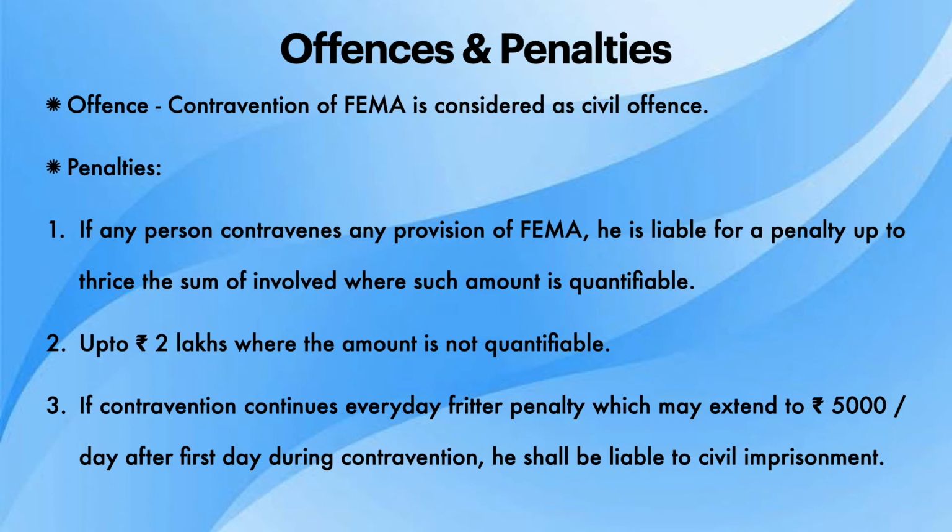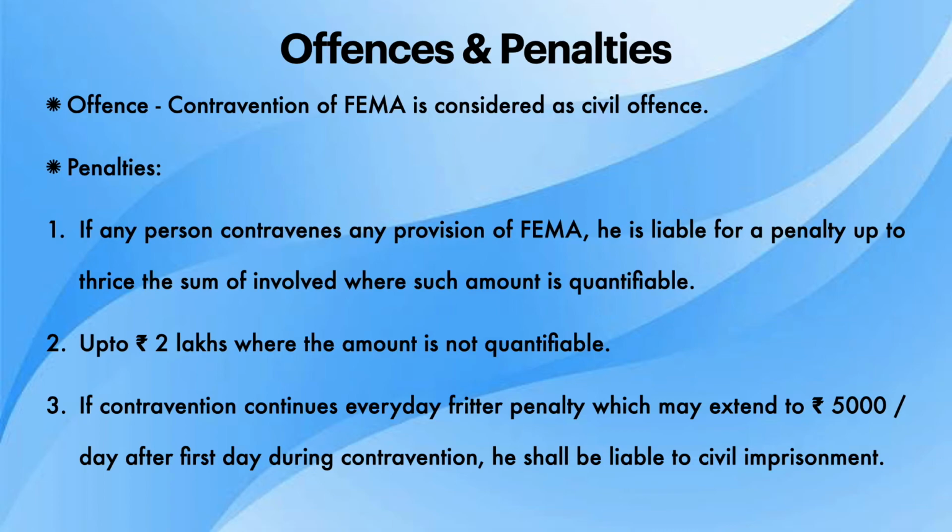When does this occur? Offense is when somebody contravenes, right? That somebody goes against and does what is prohibited in the law. If the law prohibits something but an individual is doing that, that action is called contravening. Is that clear? So offense means you are contravening something that is prohibited in the law. It is considered a civil offense. So what is the action taken upon those people who contravene the act? They have to pay some penalties.